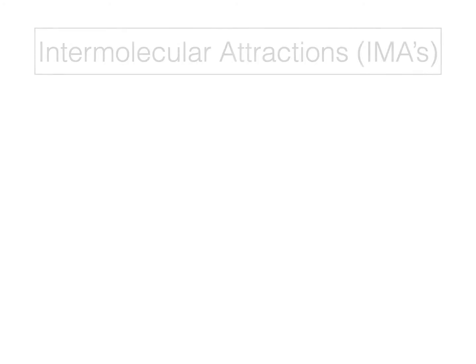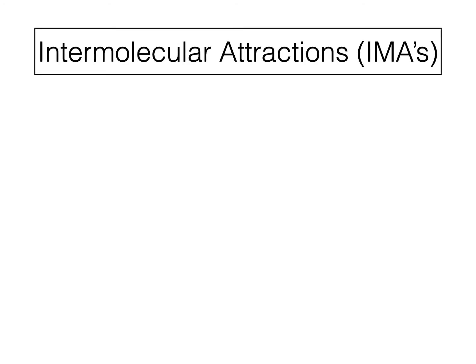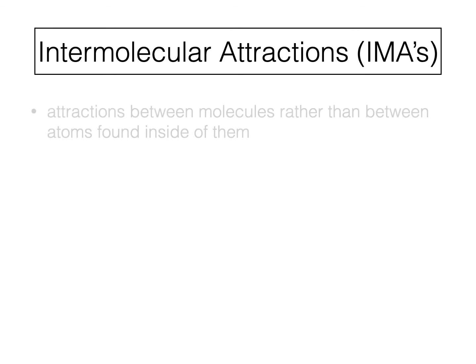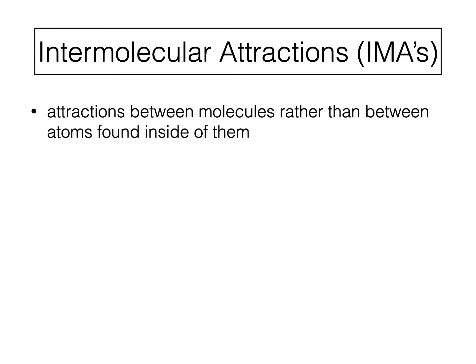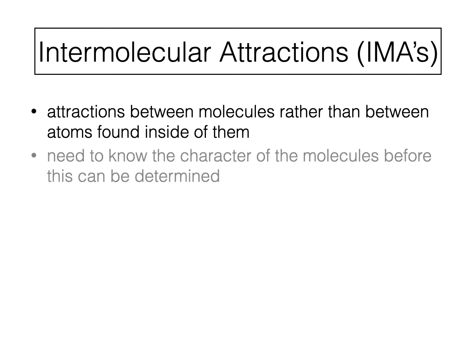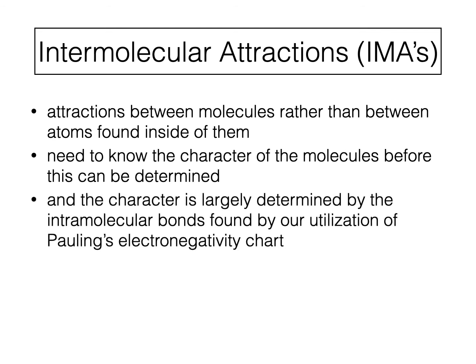All right, so now once we know the character of the molecules, now we can actually talk about IMAs, intermolecular attractions. So again, remember, literally that means the attraction between molecules, not within the molecule, but between them. To understand what the attraction would be, we need to know what the character of the individual molecules are. Are they polar or nonpolar? And as we've just seen in the examples I've discussed, that's determined both by the intramolecular bonds, which is, of course, where the electronegativity chart helps us with that evaluation, and the geometry.